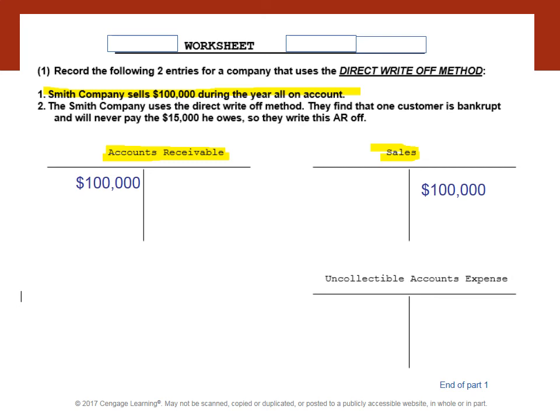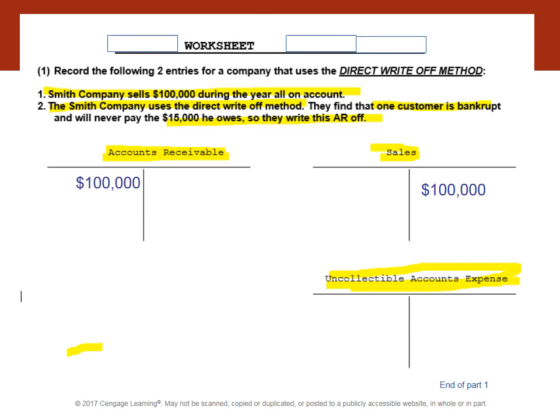Okay, so let's move on to the second transaction. And before we finish this part 1, they use the direct write-off method, and they find that one customer who's filed for bankruptcy is never going to pay the $15,000, so they write it off. And I'm sure you've probably heard of being written off before, so that's literally what it means. Let's take it off of our accounts receivable, and we're going to record the uncollectible account down here. Uncollectible accounts expense, it might be called bad debts expense, it might be called doubtful accounts expense. So take a minute, pause this recording, show where this $15,000 transaction is going to go.